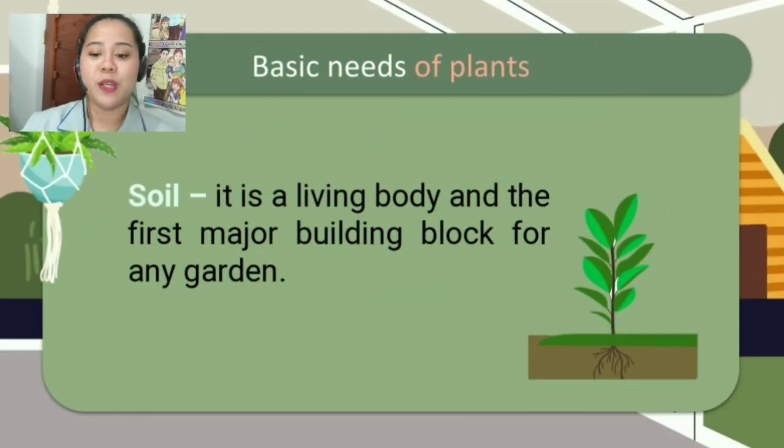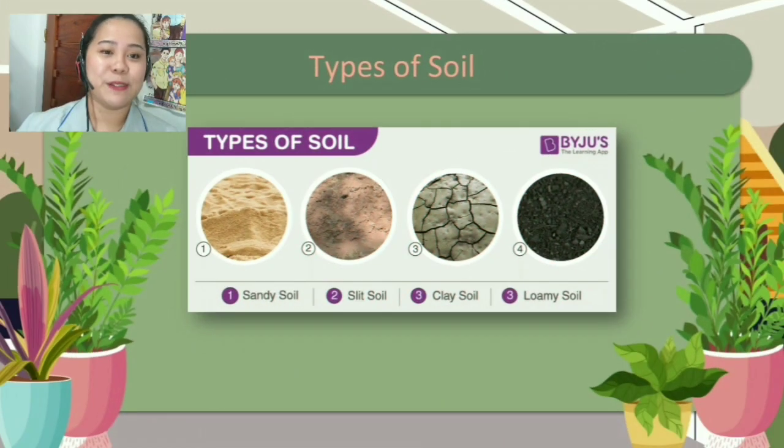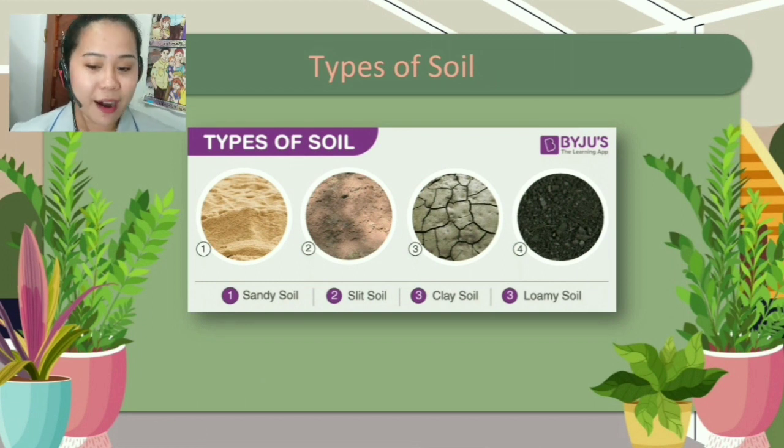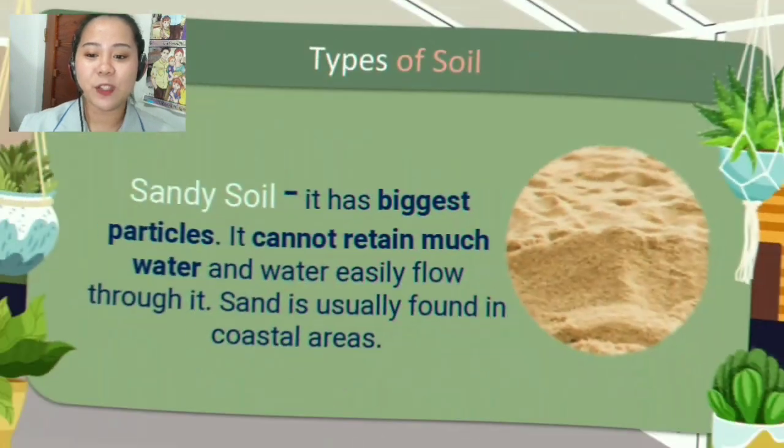Soil is a living body and the first major building block for any garden. The soil provides air, water, and physical support to plants and other organisms in the environment. The soil has 4 types. Let's proceed to our new topic. The soil has 4 types, which are sandy soil, silt soil, clay soil, and loamy soil. To further discuss those 4 types, the first one is sandy soil.